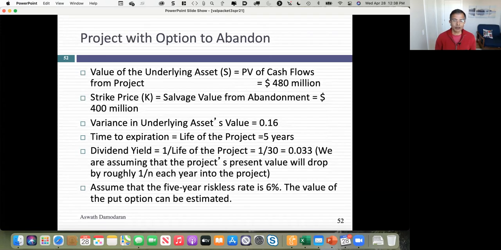So let's go through the numbers. The S, the value of the underlying asset, is the present value of the cash flows, $480 million. The strike price is what you will receive on abandonment, which is $400 million. Right now, remember, this is a put.